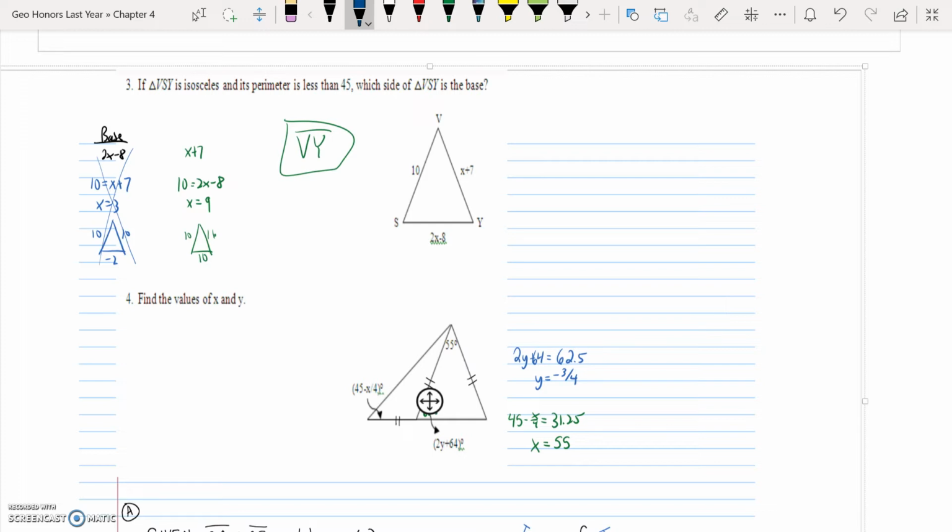Let's say x plus 7 is the base. That means that 10 and 2x minus 8 would be the legs equal to each other. So if I set them equal to each other and solve for x, I get x equals 9. Plugging that in makes this side equal to 10. Makes this side equal to 16. 10 plus 10 plus 16 is less than the perimeter of 45. It means that segment VY must be that base.